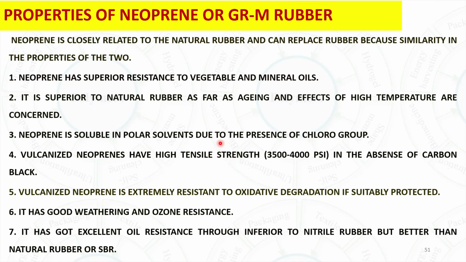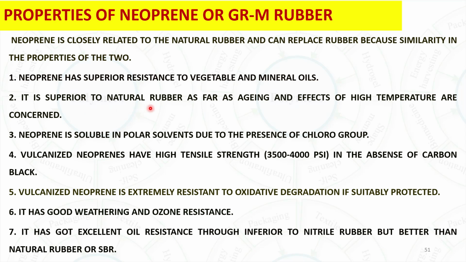And what are the properties? Properties are quite important again. You can see neoprene is closely related to natural rubber and can replace rubber because of similarity in the properties of the two, right? First of all, neoprene has superior resistance to vegetable and mineral oils. Okay, so this is the important property.